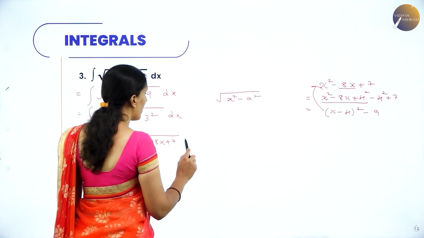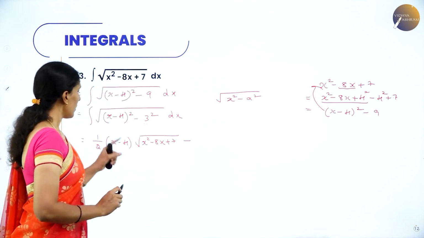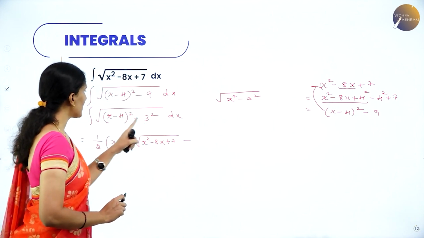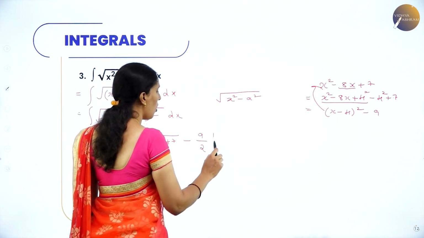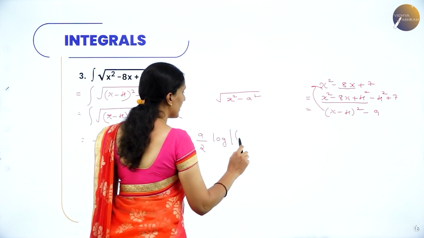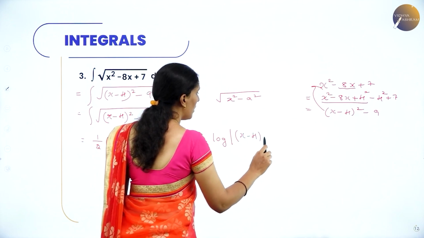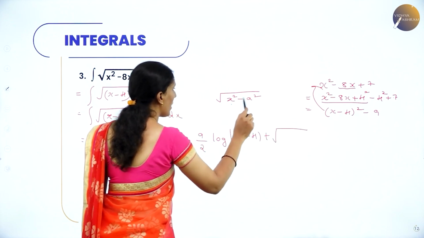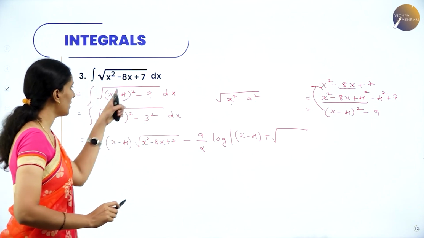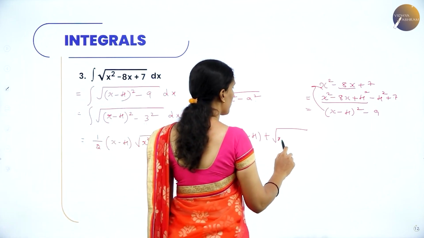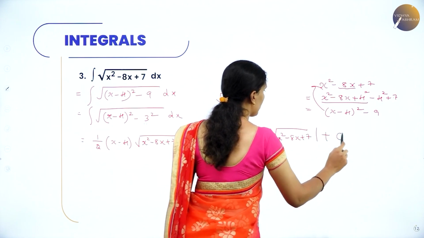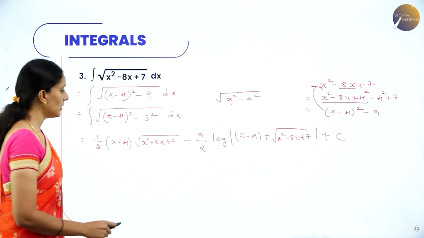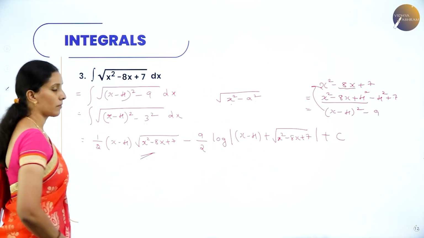Next, we have minus, we need a square. So, a square is 3 square, which is 9, by 2 log of x, which is nothing but x minus 4 plus root of x square minus a square again, which is nothing but x square minus 8x plus 7, plus c. So, this is the value of the given integral.